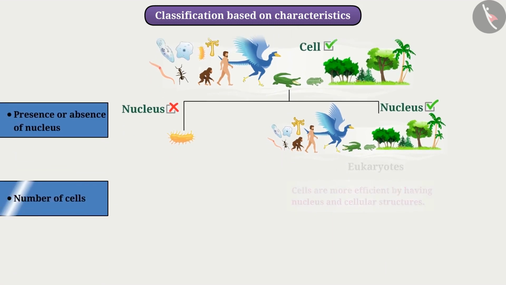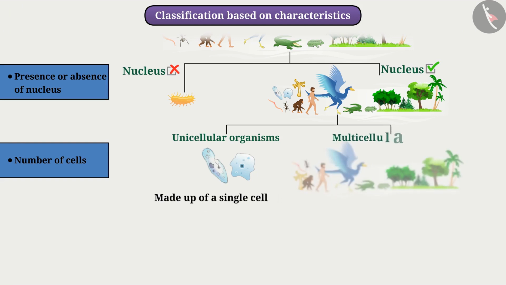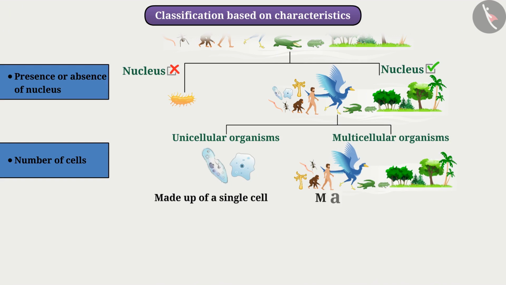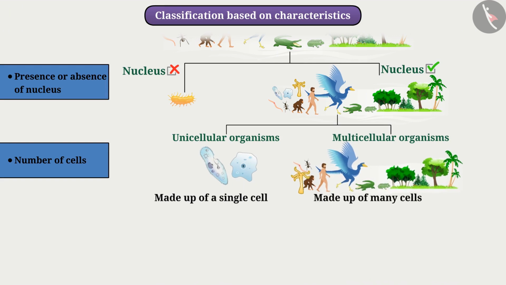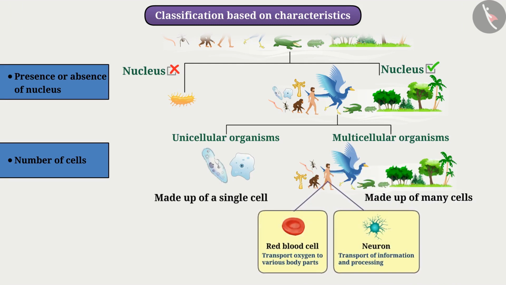Number of cells in an organism. The body of unicellular organisms, such as amoeba, is made up of a single cell, while the body of multicellular organisms is made up of many cells. Both have different body structures. Cells in multicellular organisms become specialized, which helps in division of labor in the body.